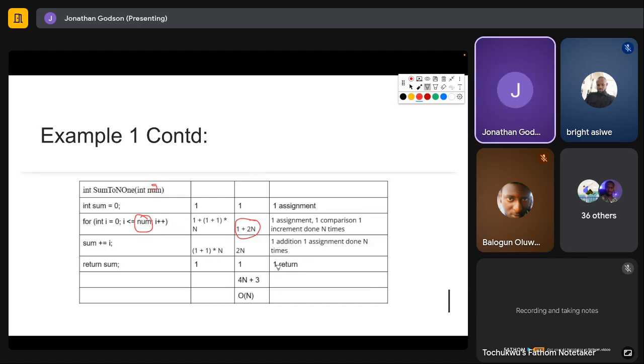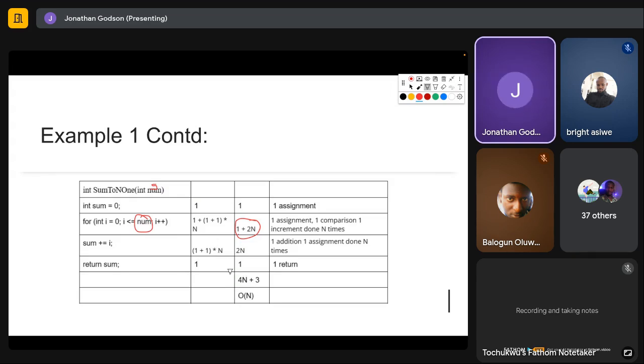So we have 1 here. If we sum everything, we have 2n plus 2n plus 1 plus 1 plus 1, which is 4n plus 3. But in big O, we don't consider constant values. We only consider the rate of growth. So in this case, 4 does not count and 3 does not count. The only thing that counts here is this n. So we say this is O of n.